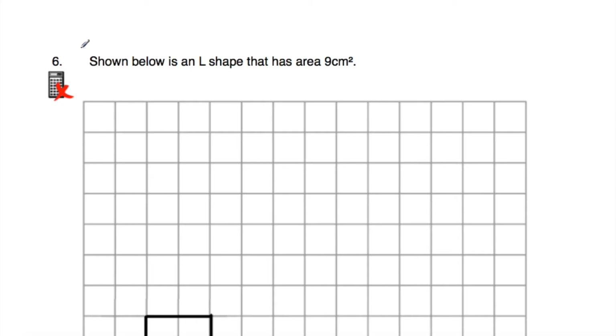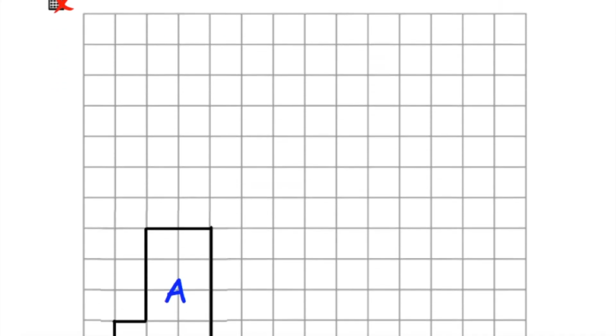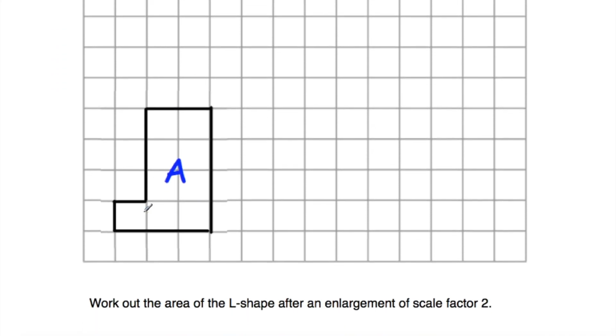Okay, so let's have a look at our next question, question number 6. Question number 6 says, shown below is an L shape that has an area of 9 centimetres squared. So let's have a look at this L shape. Here we've got this L shape, it's a backwards L, I suppose, and its area is 9 centimetres squared. Let's just check: 1, 2, 3, 4, 5, 6, 7, 8, 9. Yeah, so that's 9 centimetres squared.